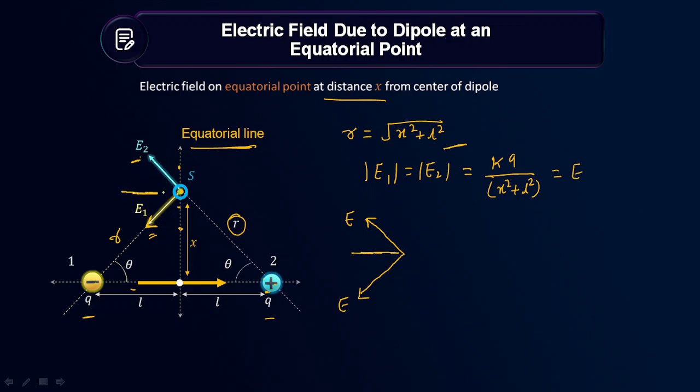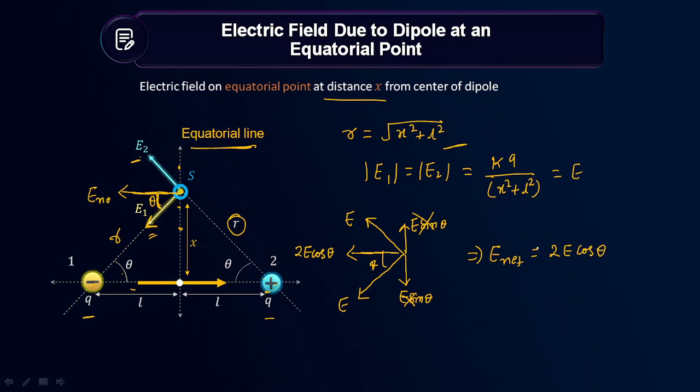So here if I draw the angle bisector, this will be the E net, right? If this angle was theta, can I say that this angle is also theta, right? So in this direction we have 2E cos theta, and in the vertical direction E sin theta, that will get cancelled. Yes or no? So this term gets cancelled, and can I write the net electric field E net equals 2E cos theta?